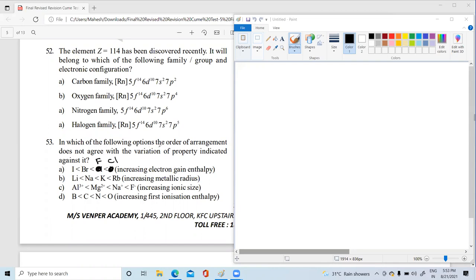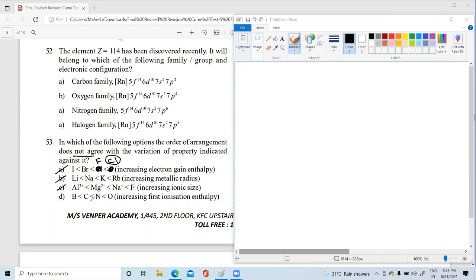In which of the following options does the order of arrangement not agree with the variation of the property indicated against it? Which is wrong, they're asking. Electron gain enthalpy: chlorine is greater than fluorine, then bromine, iodine. This is the correct one, students. Why? Because chlorine has the extra d orbital, so it will have a higher electron gain enthalpy than fluorine. This is the exception case. And next, B: from top to bottom, metallic radius increases. So lithium, sodium, potassium, rubidium, this is a correct statement. Then aluminum, magnesium, and Na plus and F minus, these are increasing ionic size. Yes, correct, students. This also.